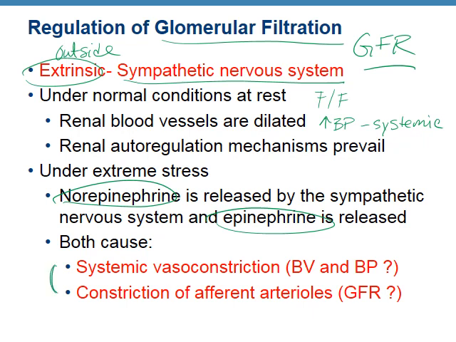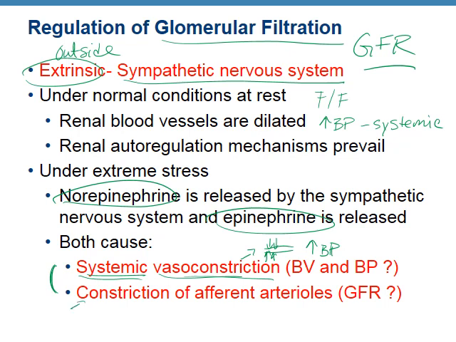So this is kind of showing you what's happening both systemically and at the kidney level. So systemic vasoconstriction. So we're going to constrict the blood vessels. And if we constrict systemic blood vessels, that increases blood pressure systemically, right? Why do we need this increased blood pressure? We want our blood moving around faster. We want oxygen being delivered to our muscles and our brain faster, right? So that we can fight or flight.